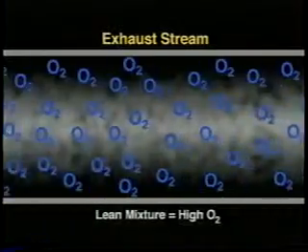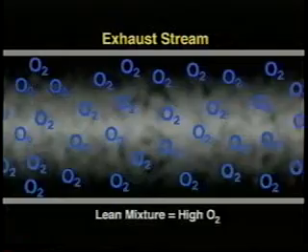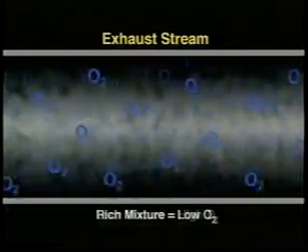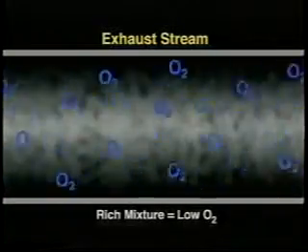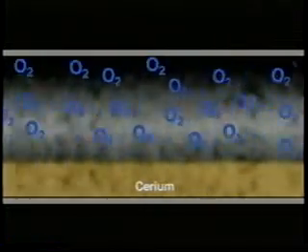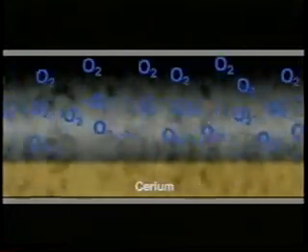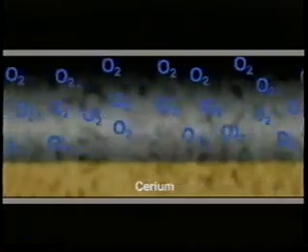This inconsistent oxygen flow does not allow the converter to operate at its best. To function best, the catalytic converter likes a steady dose of oxygen. To help keep the converter functioning at peak efficiency, it is loaded with a material called cerium. Cerium compensates for oxygen peaks and valleys by absorbing oxygen when it can and releasing oxygen when it must. The end result is a relatively steady supply of oxygen in the exhaust stream to keep the converter operating at maximum efficiency.